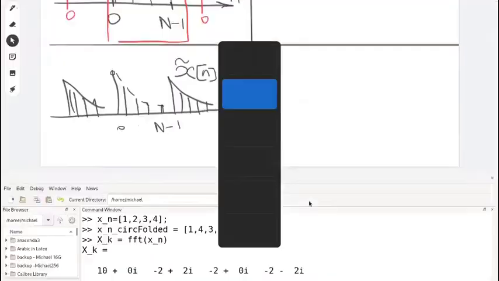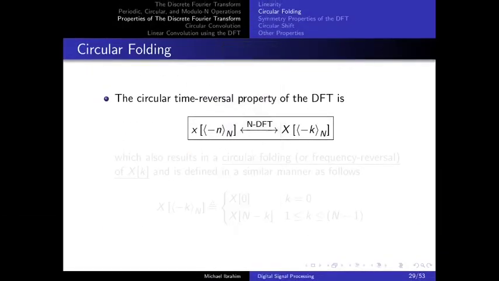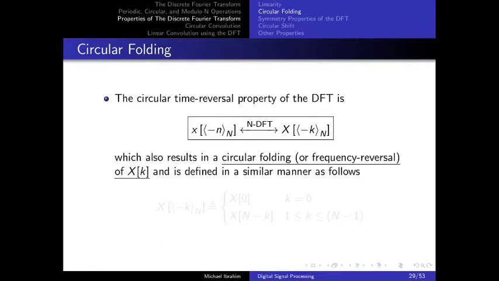So the property simply says that if you do circular folding in the time domain, you will get circular folding in the frequency domain. And the circular folding in the frequency domain is done in the same manner. X of 0 remains at k equal to 0, and for all other values of k, it will be X of N minus k, X of capital N minus k.